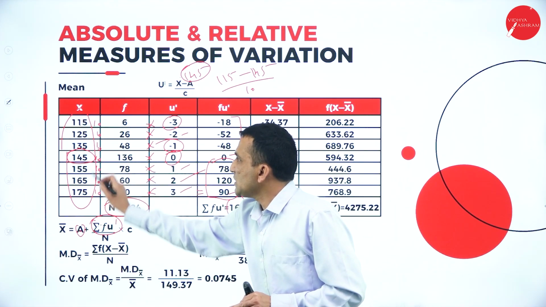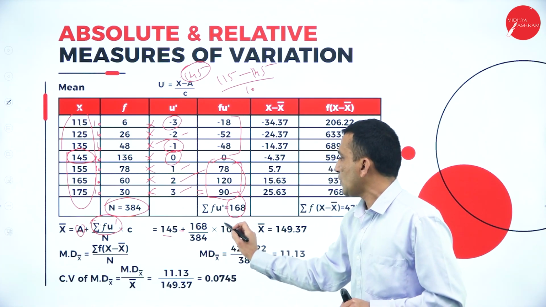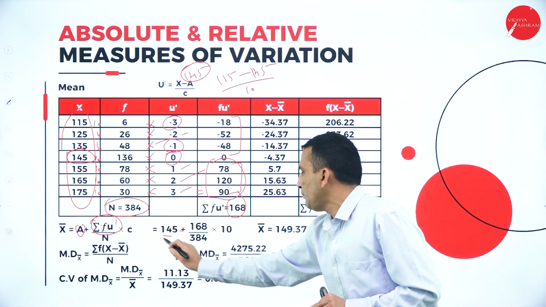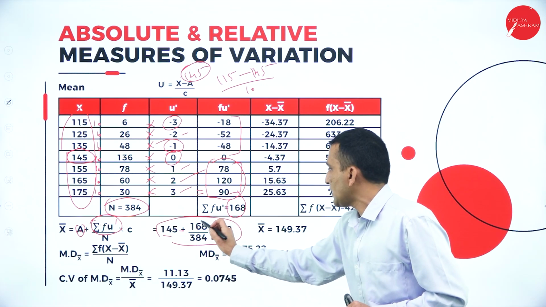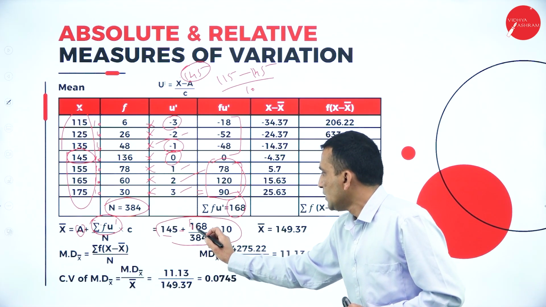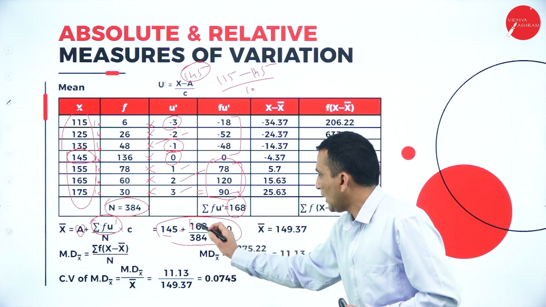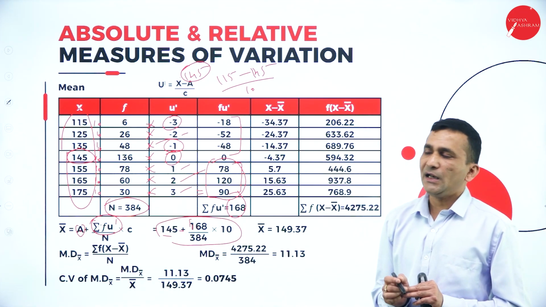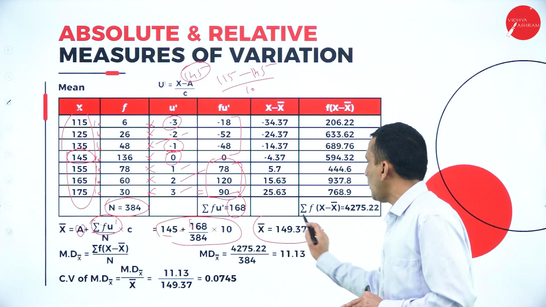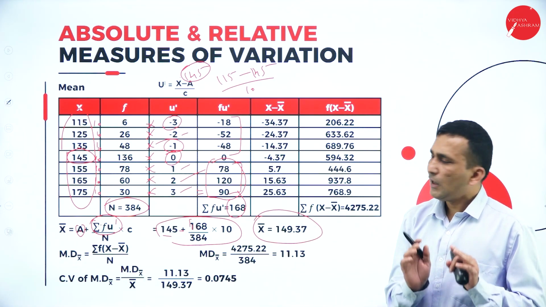In place of c, because each class has a difference of 10, I am writing 10. So after simplification I am getting x bar. First I need to divide this one. Otherwise, what I can do is 168 into 10 directly, whatever I am getting, divided by 384. So the final x bar value I am getting is 149.37.